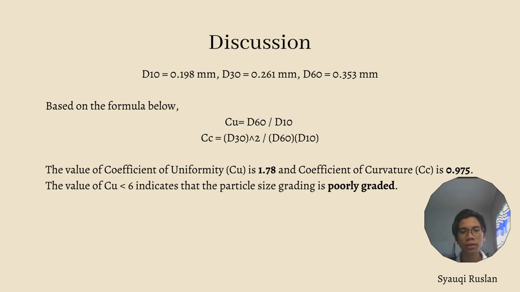So for the discussion, we get the diameters D10, D30, and D60, which are 10% particles finer than sand, 30% particles finer than sand, and 60% particles finer than sand, respectively. So, based on the formula below, coefficient of uniformity is D60 over D10, and coefficient of curvature is D30 squared over D60 times D10. We get the value of coefficient of uniformity Cu is 1.78 and coefficient of curvature is 0.975. So the value of Cu being less than 6 indicates that the particle size grading is poorly graded.